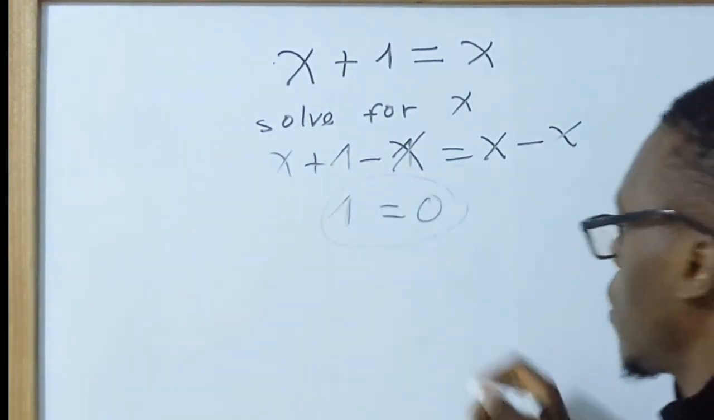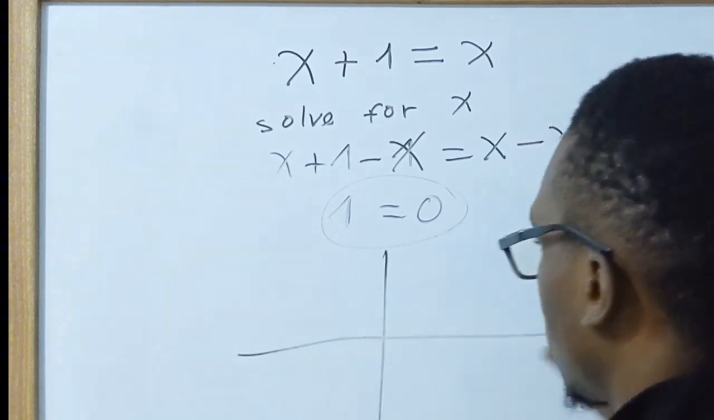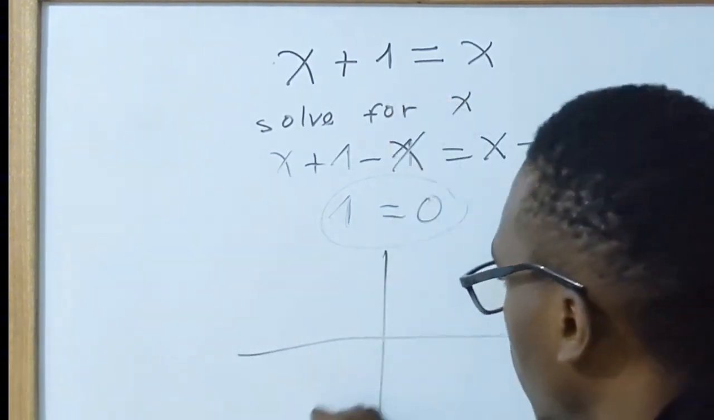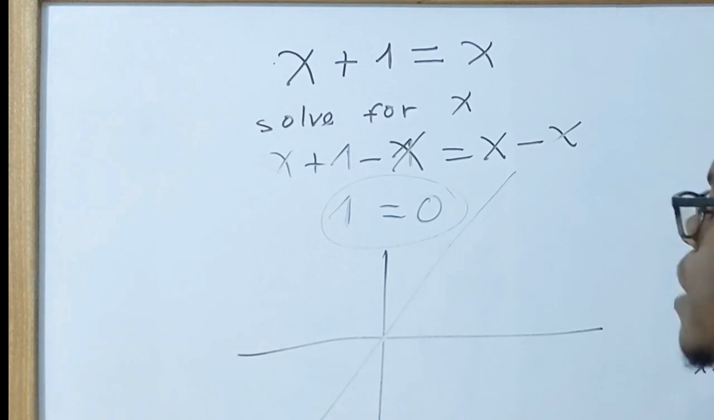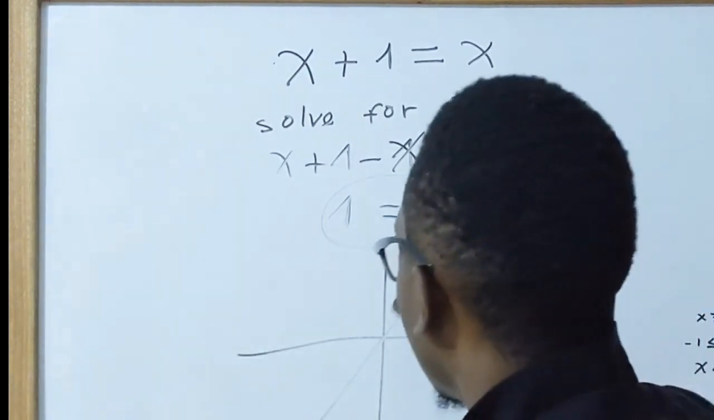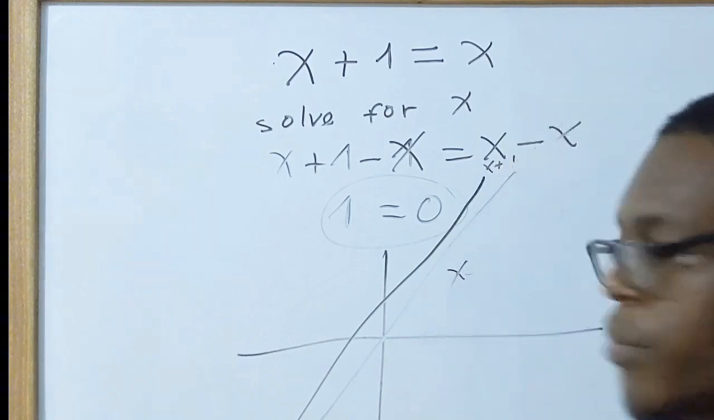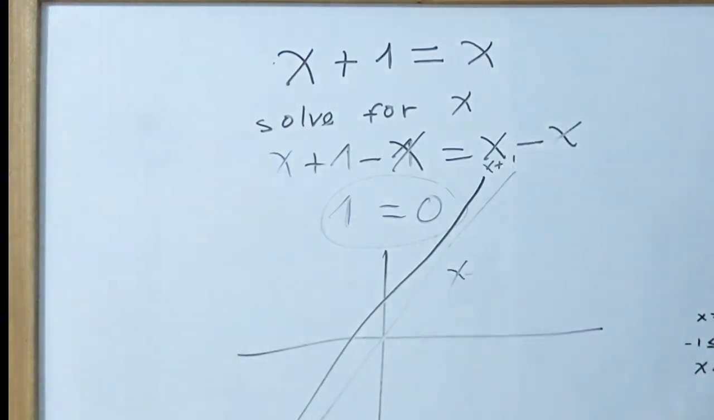What if we plot this on the number line? The graph of x will be a straight line crossing at the origin, and the graph of x plus 1 will be a parallel line. Here is x plus 1 and here is x. Meaning there will not be a point of intersection between the two.